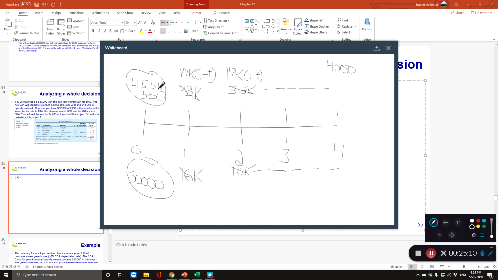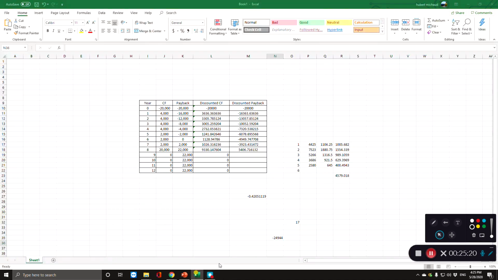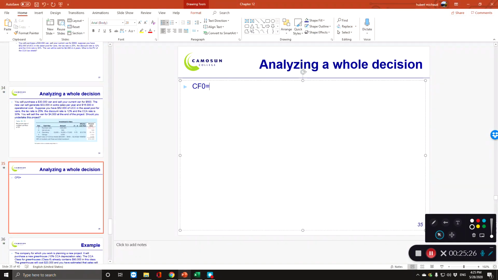So 5,056 minus 30,000 is 24,000. I'm not good at mental math. I'll just do it on Excel. So that would be negative 24,944. Sorry for using Excel, but my brain's not good at mental math from years of using calculators, unfortunately.